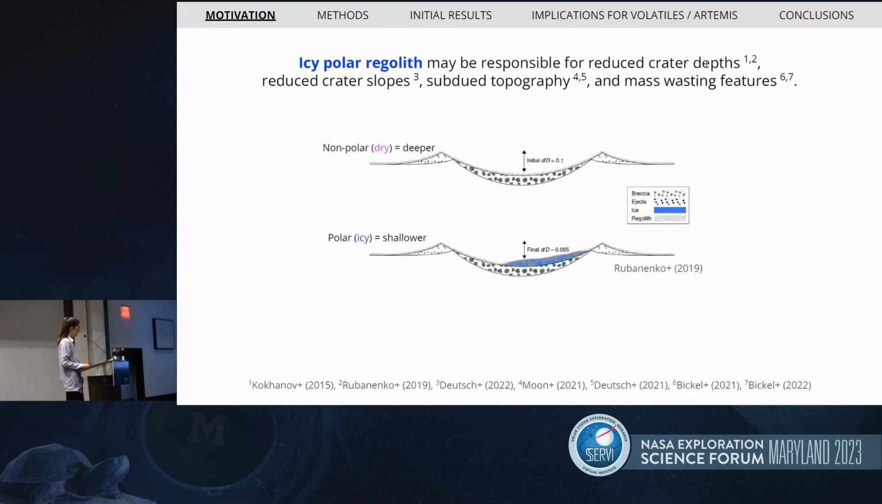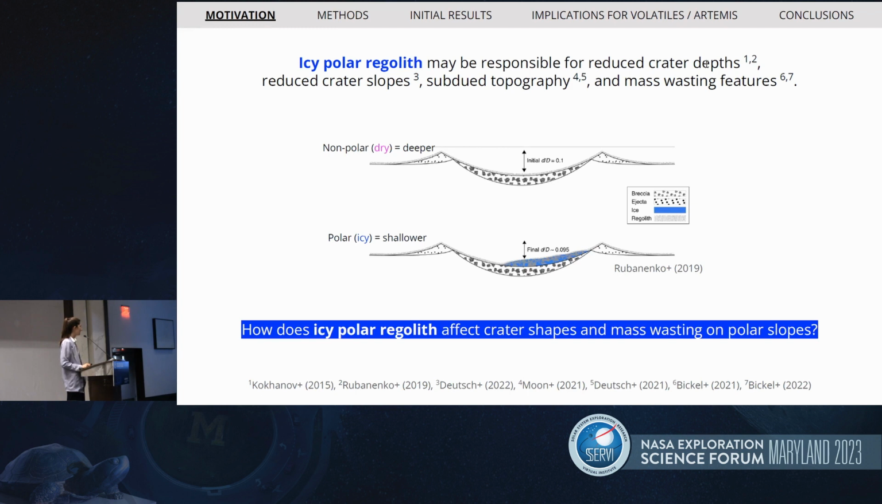So the motivation behind this work comes from our interest in lunar polar volatiles. There's been various research indicating that icy polar regolith could be responsible for reduced crater depths, reduced crater slopes, subdued topography, and even mass wasting features. And in this work, we're interested in how icy polar regolith could affect crater shapes and mass wasting for craters formed on slopes. These different morphometric properties can give you a clue about where ice is distributed or how much ice there could be in the subsurface.